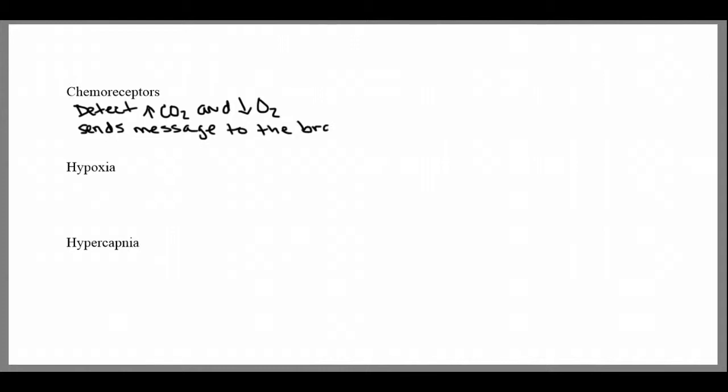Chemoreceptors are sensors that detect increasing carbon dioxide levels and decreasing oxygen levels. When this happens, they send messages to the brain to try to compensate, for example, by increasing respirations to increase oxygen intake and CO2 output, and by increasing the heart rate to increase blood flow and oxygen circulation.